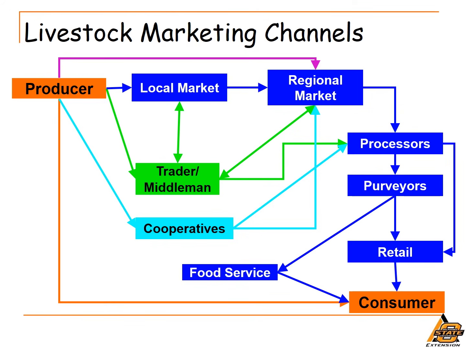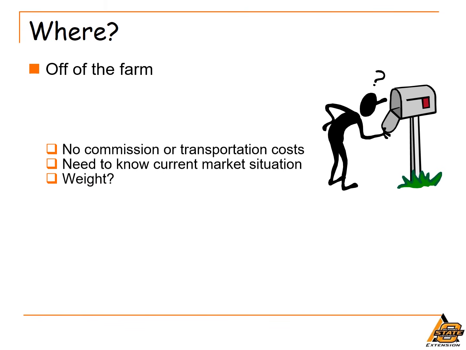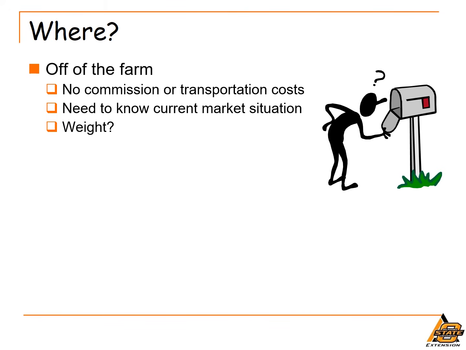So when we think about marketing, we got to think about the channels that we're going to go through. And sometimes, if we can, we cut out some of these steps and maybe realize some of the higher profits. Now let's talk about where in a little greater detail. The first where we're going to talk about is straight off the farm.